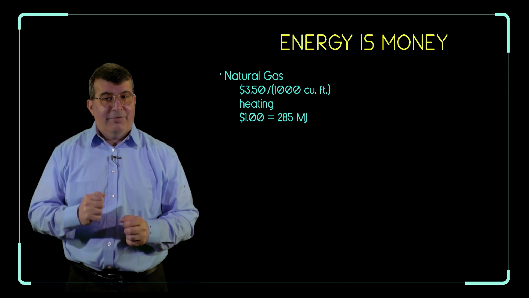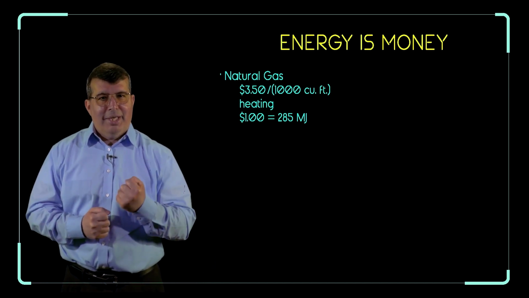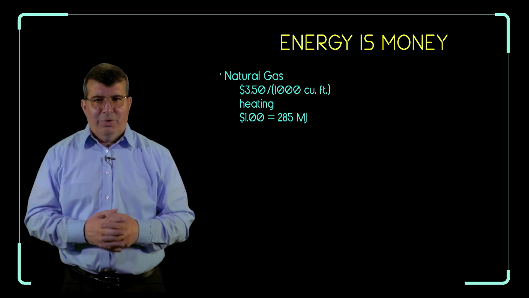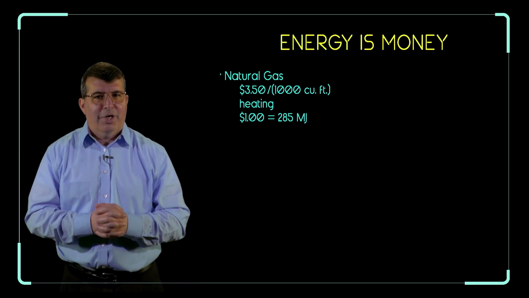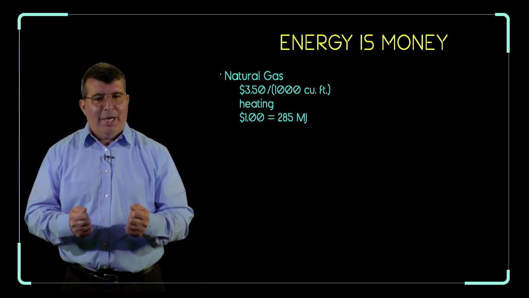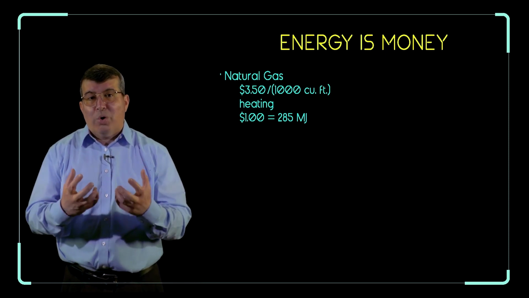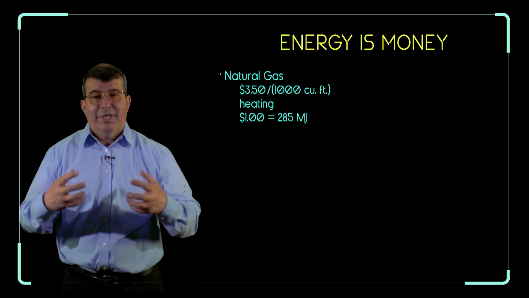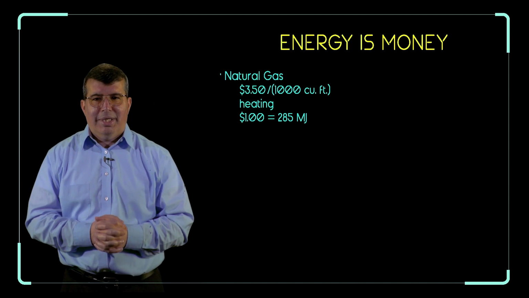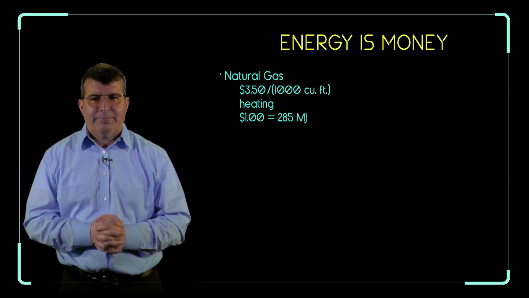So I am giving the gas company my money, and they're giving me energy. And for every dollar that I give to them, they're giving me 285 megajoules of heat. So when you pay the gas company, you're buying energy stored in the form of gas, chemical energy. They're giving you chemical energy, which you then burn and turn into heat. So you're paying them for the chemical energy in that natural gas.